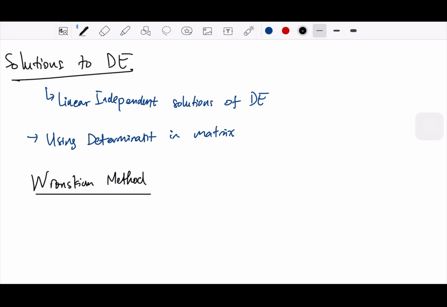This Wronskian can be used to prove linear independence and dependence, but the Wronskian is also important later when we deal with higher order techniques.